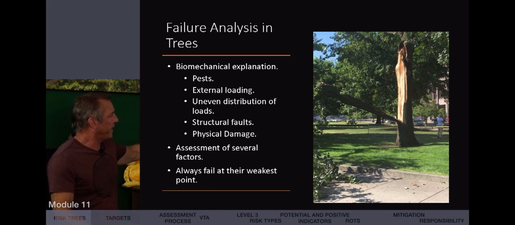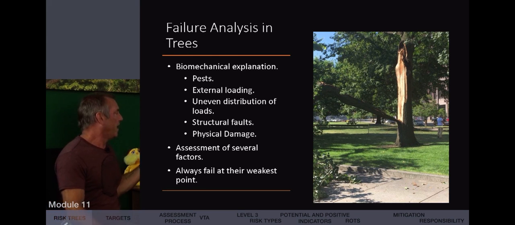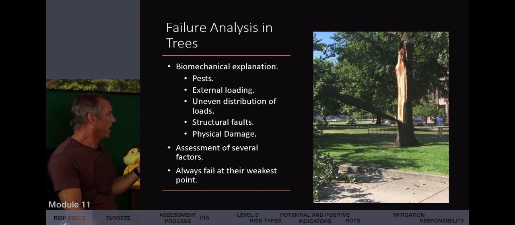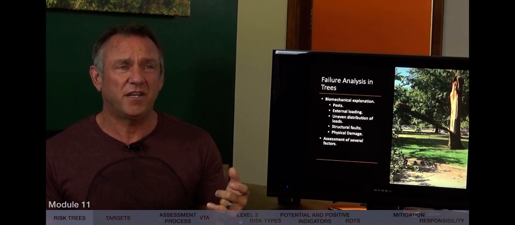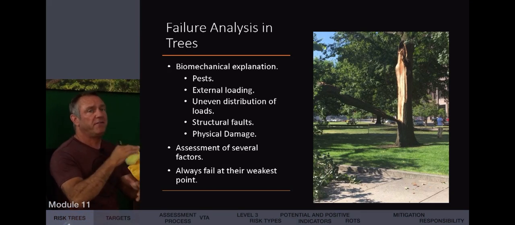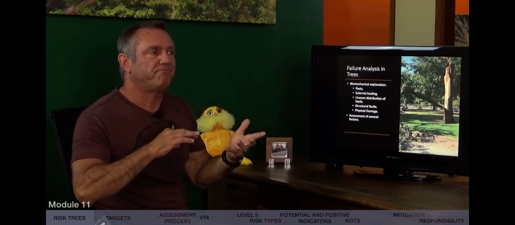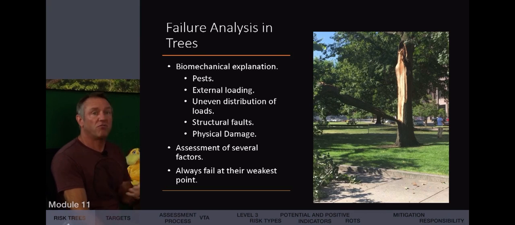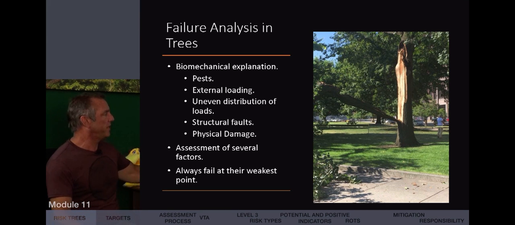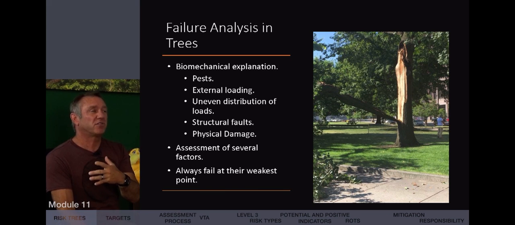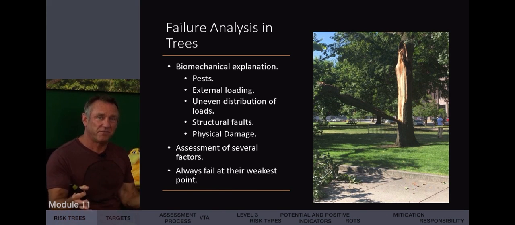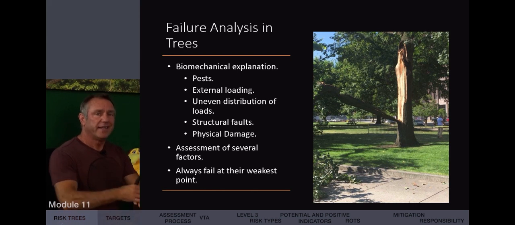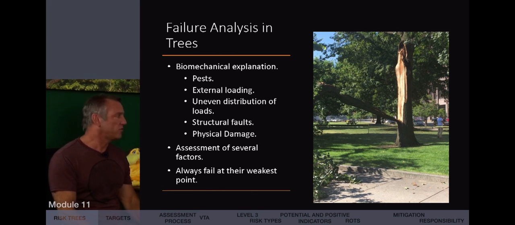Usually it's a combination of things that include a defect and then some external stimuli, such as pest activity, external loading. We talk about wind or ice or snow, an uneven distribution of loads, perhaps from an asymmetrical canopy, structural faults, which includes codominant stems or poor branch attachments, and then of course some type of physical damage, which could be decay as a result of a car hitting it and causing a defect there as far as a wound. But again, it's a combination of factors that typically cause a tree to fail.